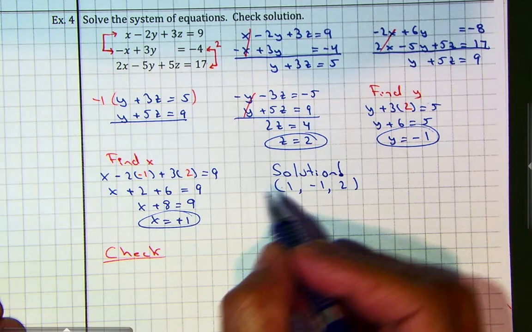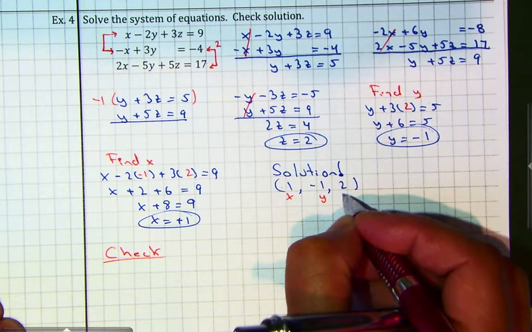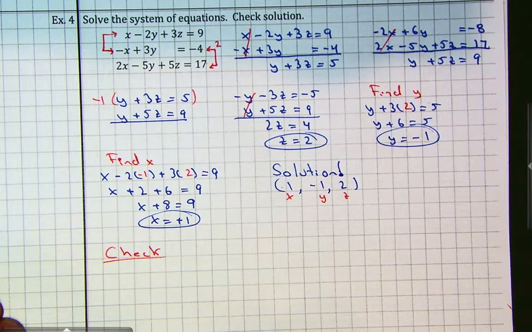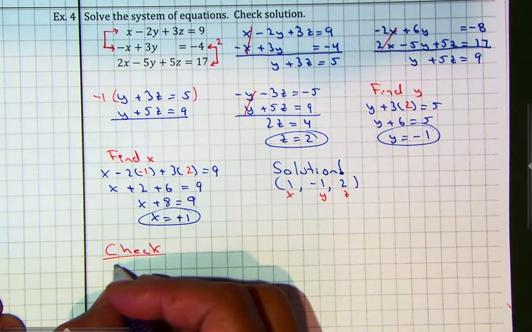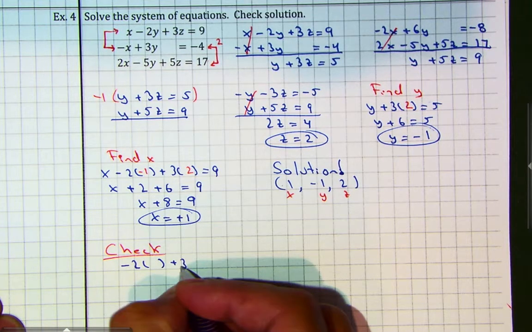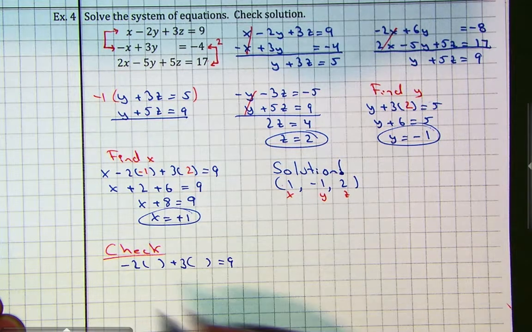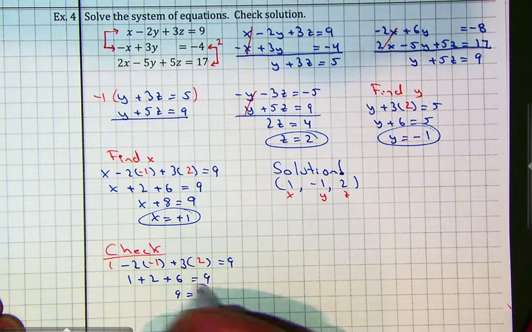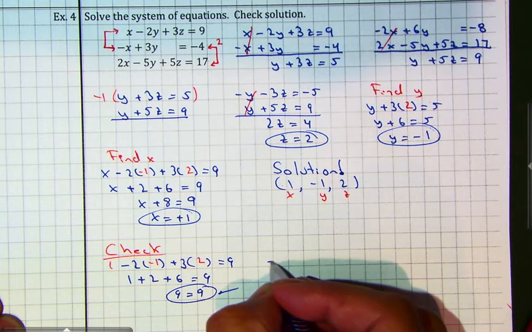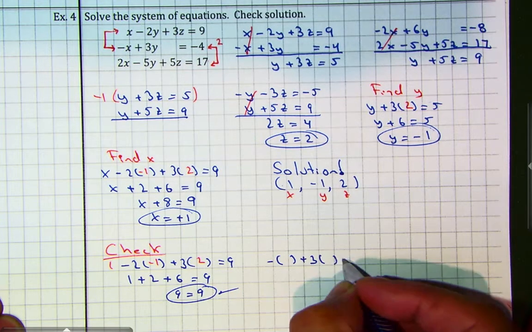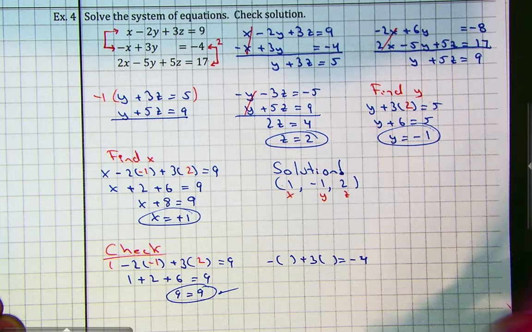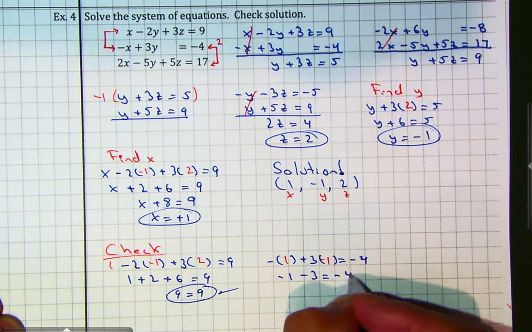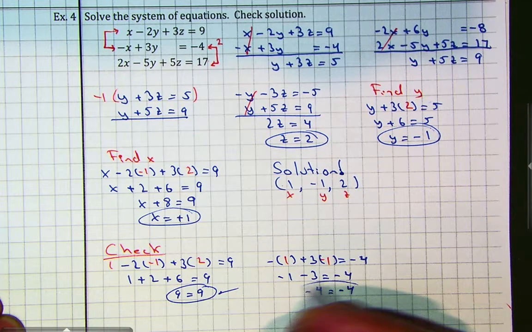So therefore this x, y, and z should make each of the equations true. So let's start with the first one. x minus 2y plus 3z equal to 9. 1, -1, and 2. 1 plus 2 plus 6 is equal to 9, so 9 is equal to 9. Checks. Second one, -x plus 3y equal to -4. So you have 1, -1. So that was -1 minus 3 equal to -4. -4 equal to -4. Check.